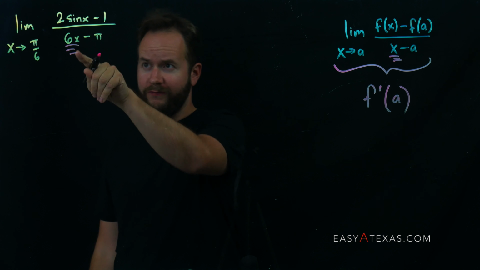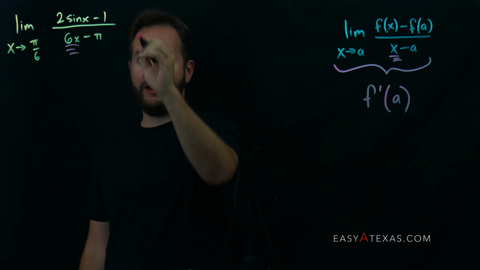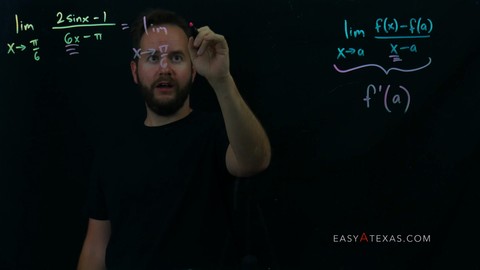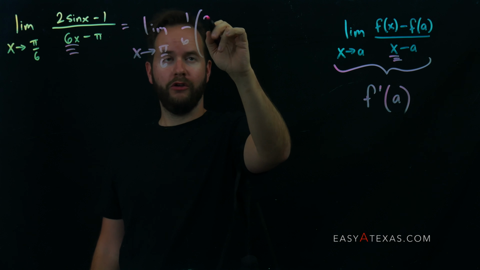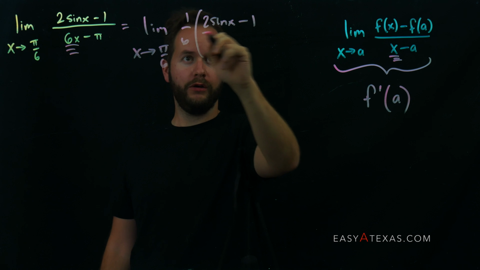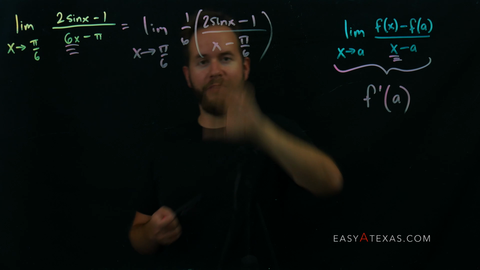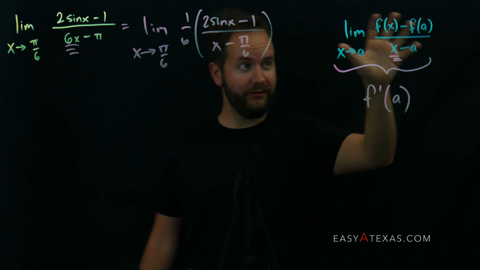What we're going to do is factor a 6 out from the denominator like this. So limit as x approaches pi over 6 of 1/6 times (2 sine x minus 1) over (x minus pi over 6). And now we're in business. Now this expression in the parentheses matches this blue expression.